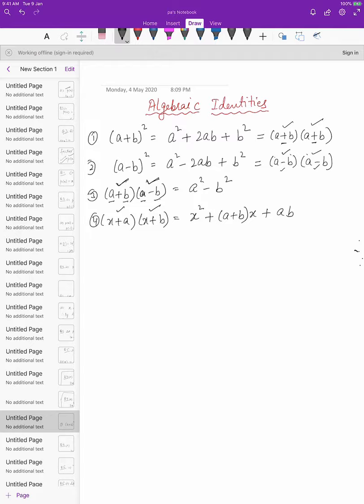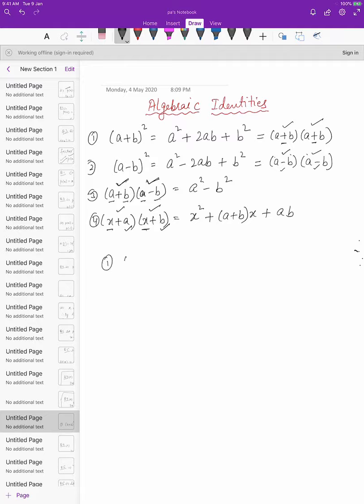And the fourth identity is again the product of 2 binomials. Here there is a difference. The first term in both the brackets is the same, whereas the second term is different in both the brackets. Okay, and plus and minus sign can be anything. It can be replaced with a negative sign as well. So now let us see how to deal with these identities one by one.